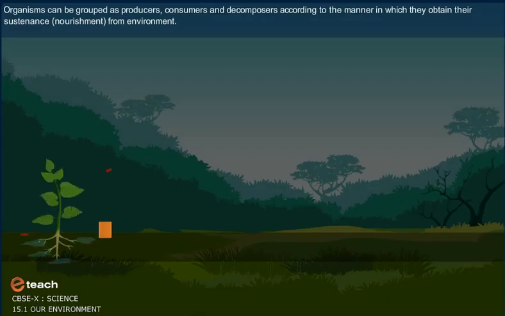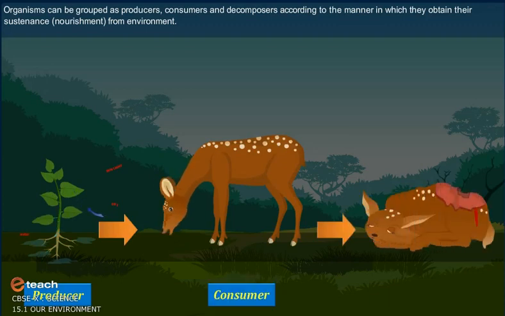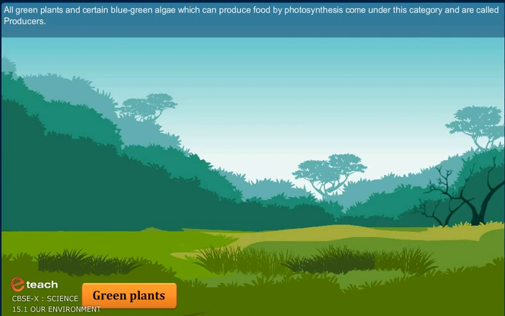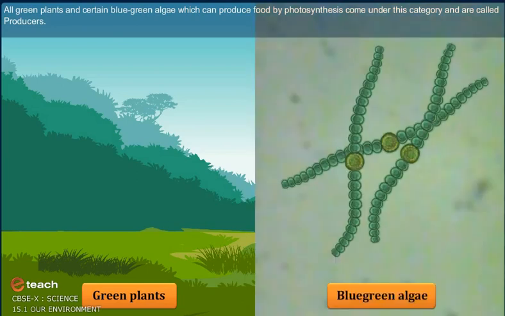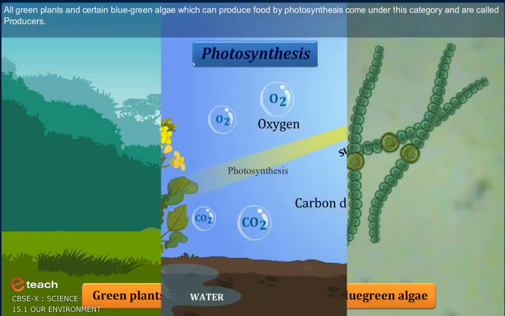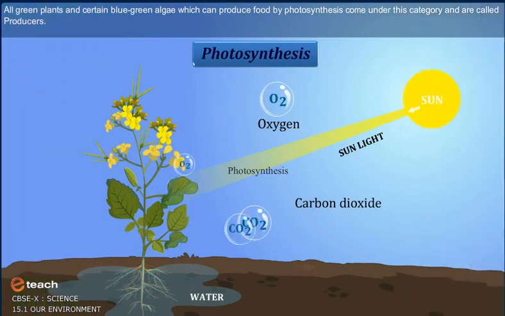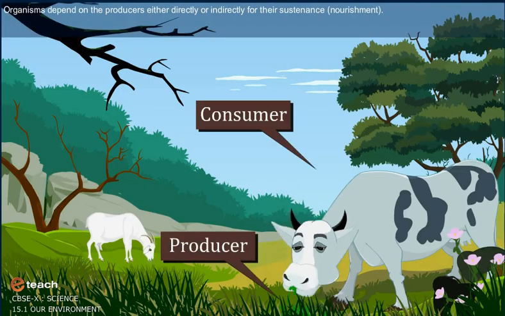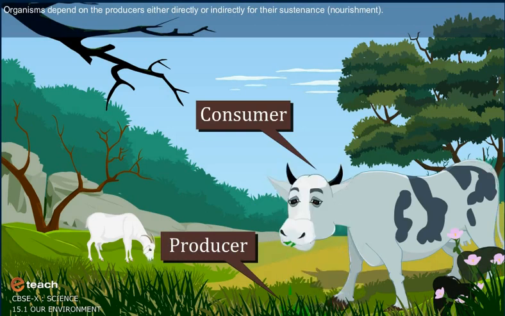Organisms can be grouped as producers, consumers, and decomposers according to the manner in which they obtain their sustenance, that is, nourishment from the environment. All green plants and certain blue-green algae, which can produce food by photosynthesis, come under this category and are called the producers. Organisms depend on the producers either directly or indirectly for their sustenance.